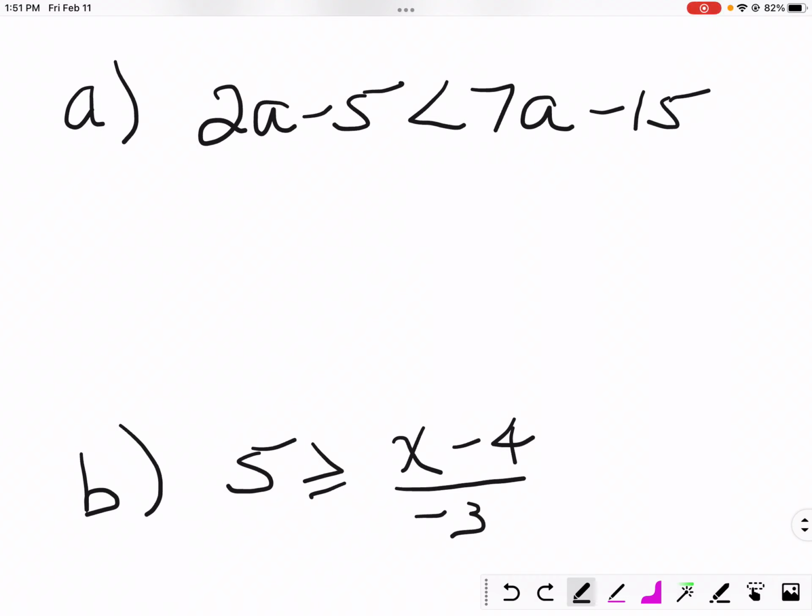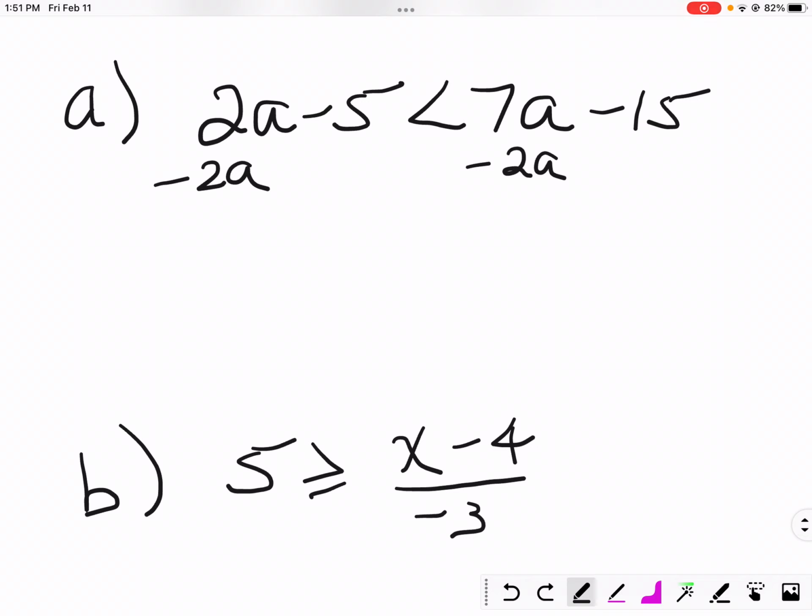Remember, when we're solving an inequality, it works just like equations. We still do things to both sides. The only thing to watch out for is if you multiply or divide by a negative. Anyway, so what I'm going to do is I see 7a on the right and 2a on the left, which means I like to have my variables where it's biggest. So I'm going to subtract 2a from both sides.